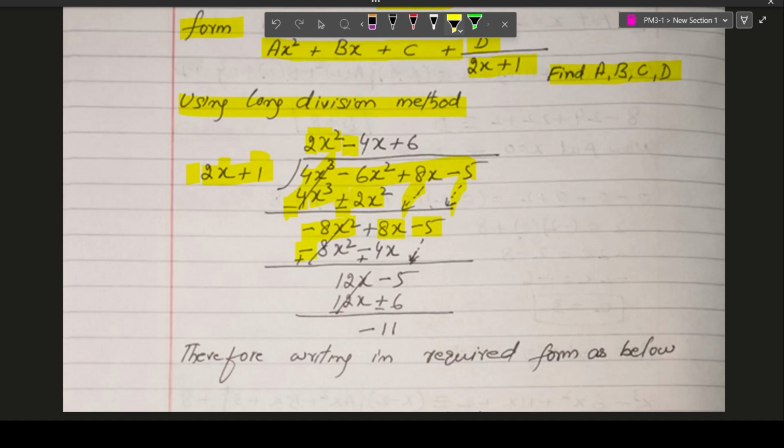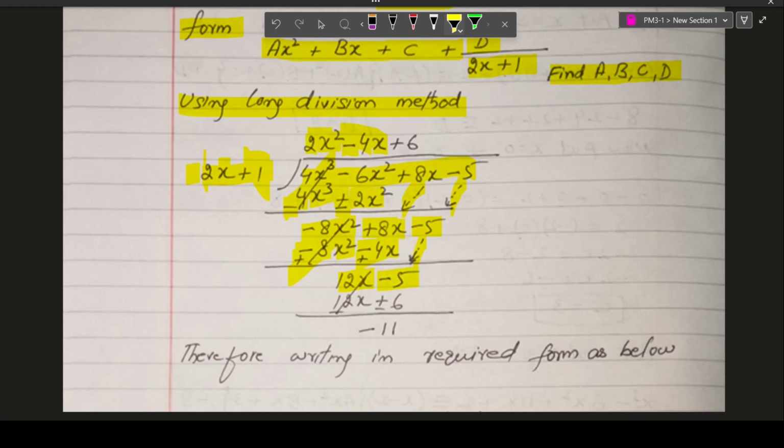We need 8, so 2 4s are 8, and x into x will give us x square. Now minus x will also be multiplied with plus 1, so that's why the minus 4x, because minus 4x ones are minus 4x. Change the sign, minus to plus, minus 8x square plus 8x square will be cancelled, and plus 8x and plus 4x will give us plus 12x, and minus 5 will bring down, it's minus 5.